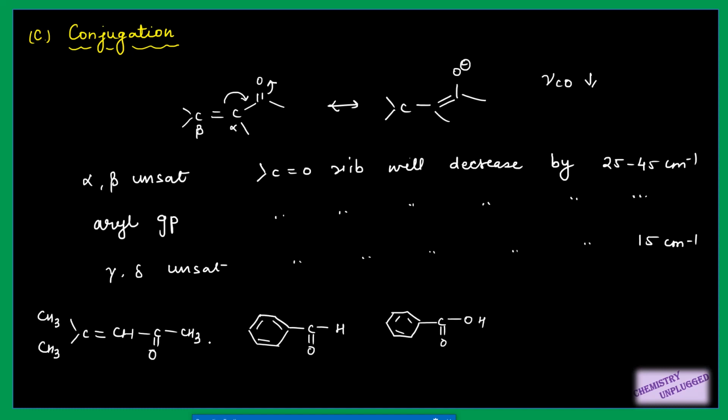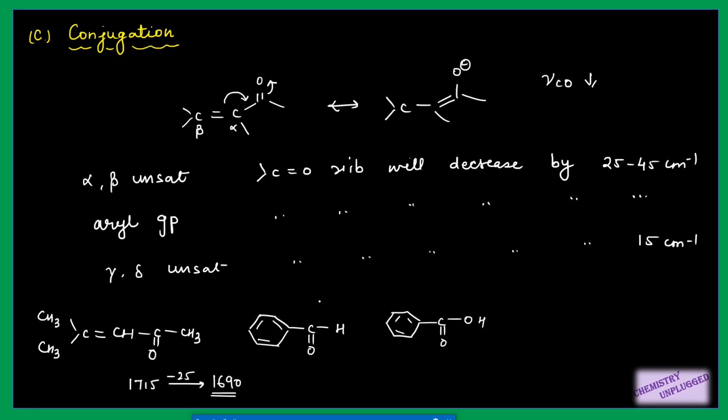Then we will take some examples and it will be clear in your mind what you have to do. For example, here we have three organic compounds. One is a ketone with alpha beta unsaturation, one is an aldehyde with aryl substitution, and this is a carboxylic acid with aryl substitution. The base value for ketone is 1715. Now we have unsaturation at alpha beta position, so this CO peak will decrease by nearly 25 centimeter inverse, right? It will come close to 1690 centimeter inverse. But it is not always true that it will decrease by exactly 25. It may be 30, 35, close to 25, right? So you will get a value near to it.